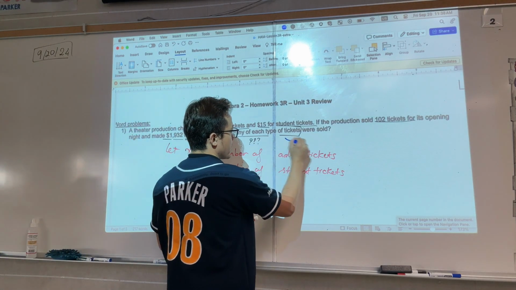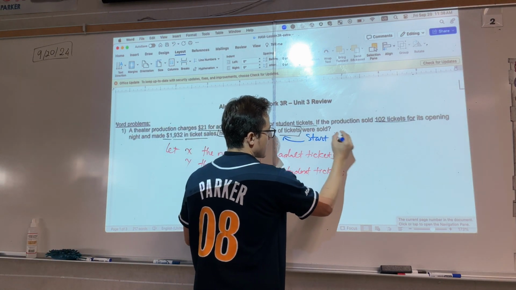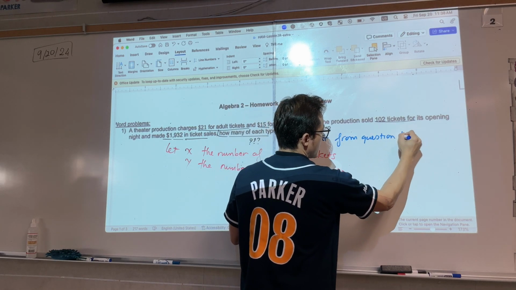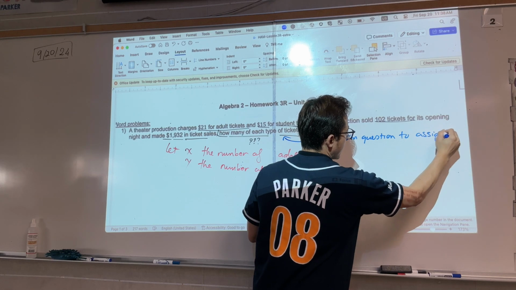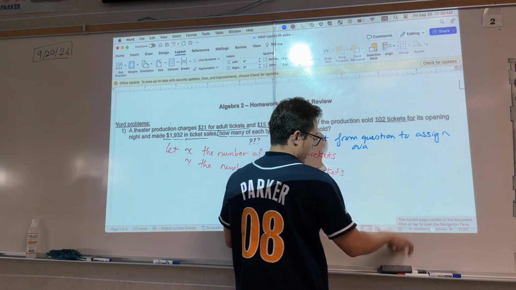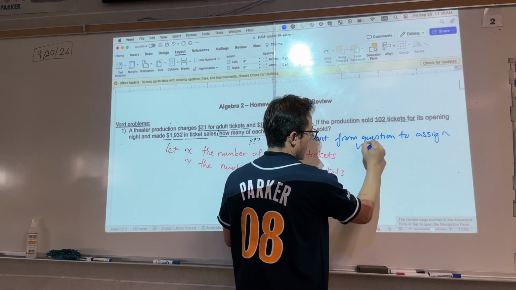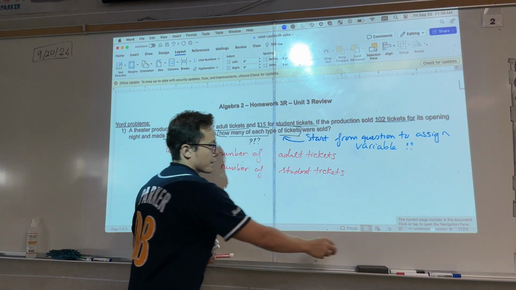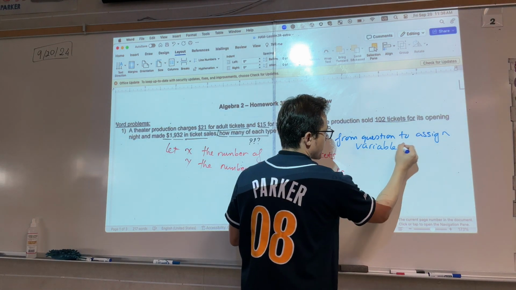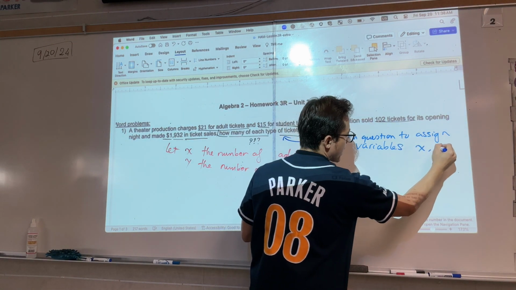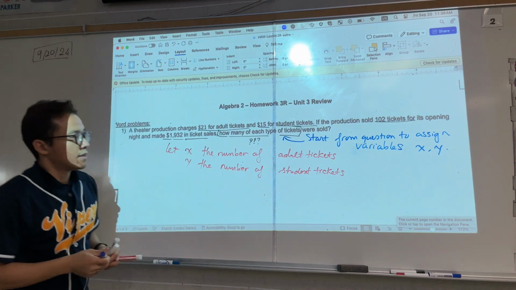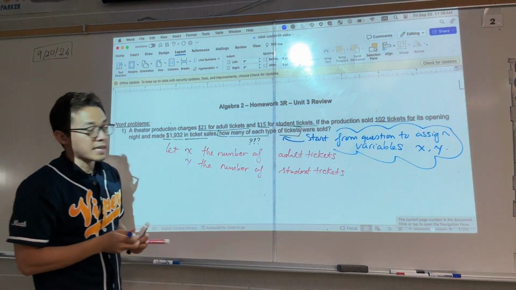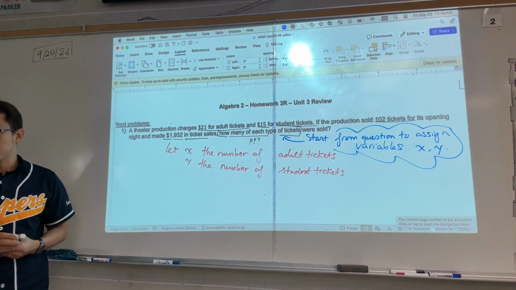Let me write it down here too. Start from the question to assign variables. Usually we use x and y. So start from the question. And now you can go back to the pieces of information they gave you to set up the linear system.